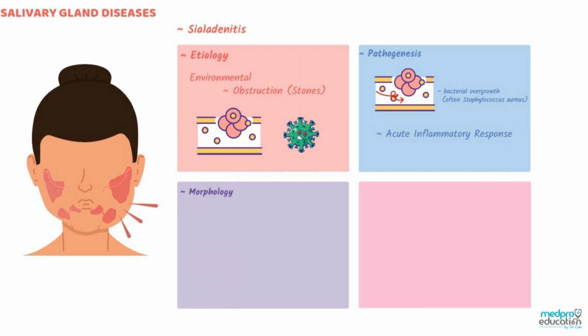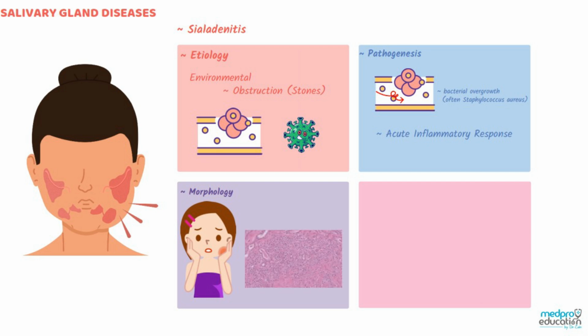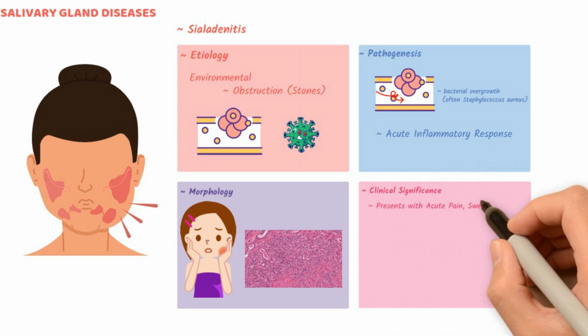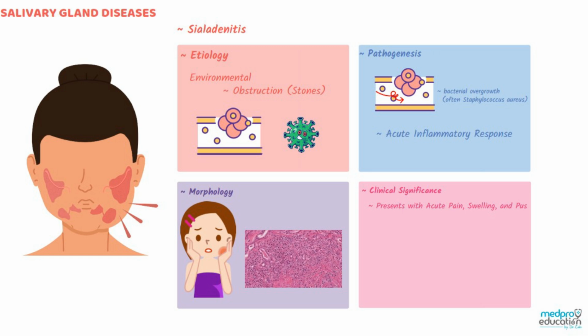Morphology: grossly, a painful, swollen and erythematous gland, usually unilateral, histologically neutrophilic infiltration and destruction of glandular tissue. Clinical significance: presents with acute pain, swelling and pus that may express from the duct, treated with antibiotics and stone removal.